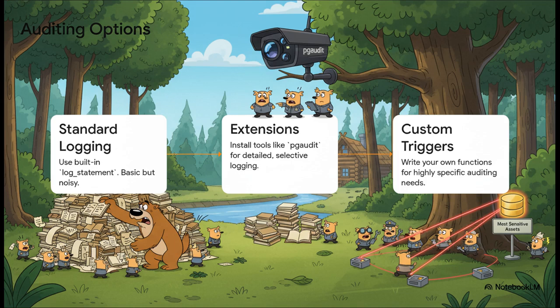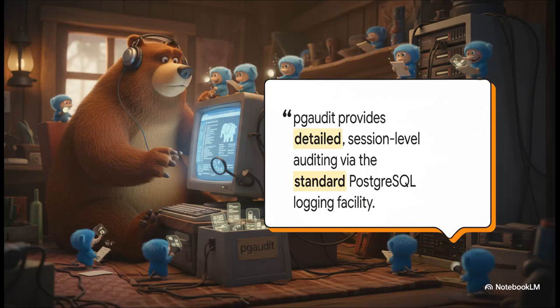Second, you can install a specialized extension like PG Audit. Now this is like putting in a professional, pre-built security camera system. It's powerful, it's selective, and it was born for this job. And finally, for those really specific needs, you can write your own custom triggers. This is the equivalent of building your own custom laser tripwire system, perfectly designed to protect your most important assets. Now, for most serious, real-world situations, the go-to answer, the community standard, is PG Audit. Just like the official docs say, it gives you that detailed, selective auditing we've been talking about. It's really the professional's choice because it just hits that perfect balance of power and performance, and it plugs right into the logging system you already have.